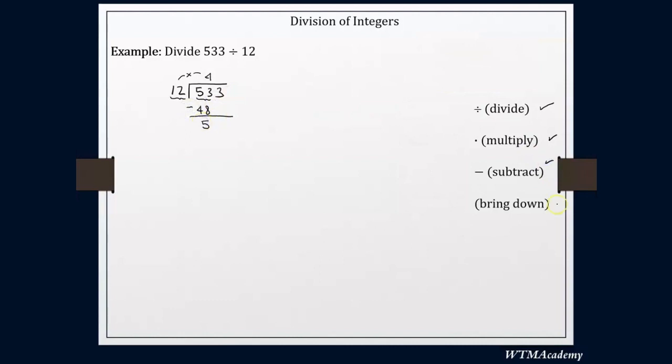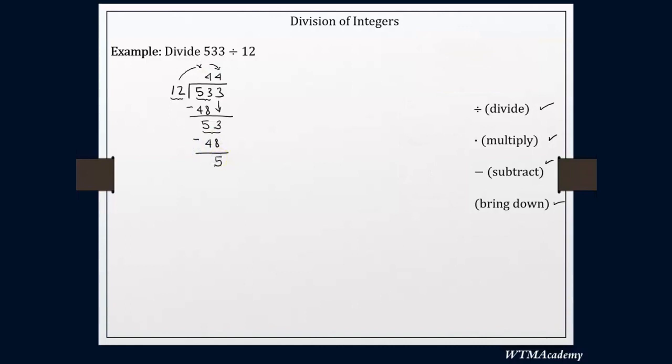The next step, we bring down the next value. In this case it is another 3. And we try all over again. We begin. How many times can 12 go into this new 53? And of course, it's going to be 4 one more time. And we multiply the 12 times the 4, which gives us another 48. These two get subtracted. And then we have another 5.